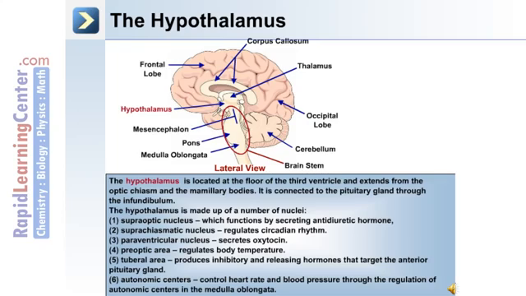Number 2, the suprachiasmatic nucleus. This regulates the circadian rhythm. Number 3, the paraventricular nucleus. This secretes the hormone oxytocin. Number 4, the preoptic area. This regulates body temperature. Number 5, the tuberal area. This produces inhibiting and releasing hormones that target the anterior pituitary gland. And number 6, the autonomic centers. These control heart rate and blood pressure through the regulation of autonomic centers in the medulla oblongata.